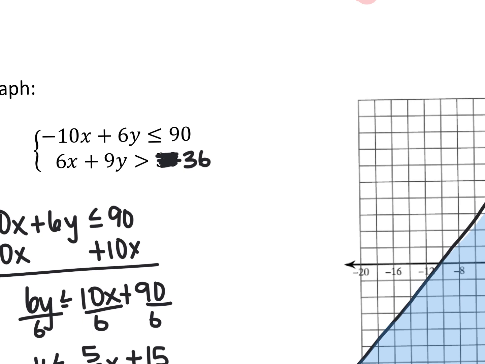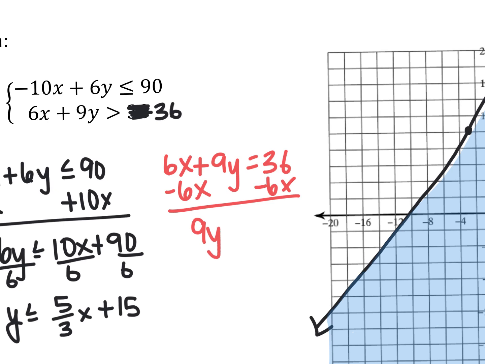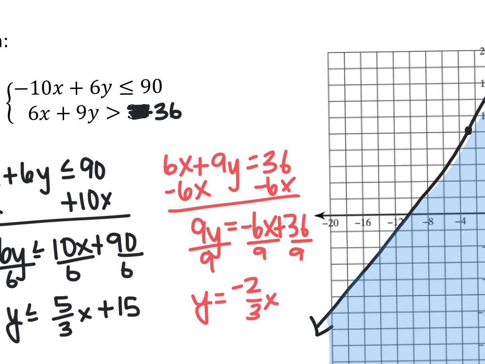6x plus 9y is 36, minus the 6x from both sides. I get 9y equals negative 6x plus 36, and then we divide everything by 9. So we get y equals negative 2/3 x plus 4.